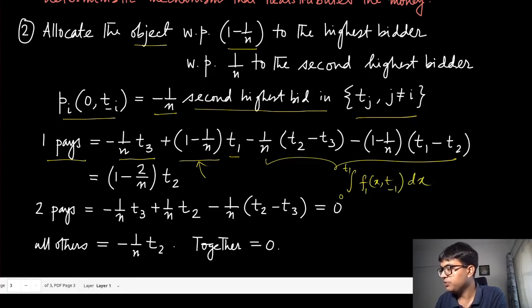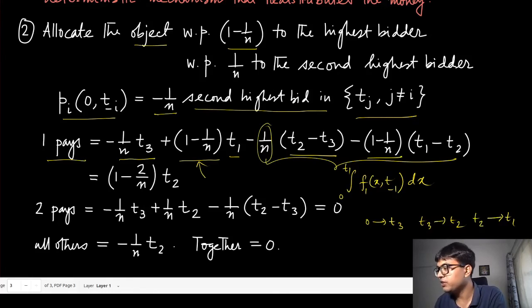Now we know that between 0 and T3 the player does not win. From T3 to T2, this is the second highest bidder, so it has a probability of winning of 1 by n. And from T2 onwards to T1, this is the highest bidder, so it will have the probability of winning of 1 minus 1 by n. If you divide the integral into these parts, you will get all these terms, and if you sum them up, you will get this quantity here.